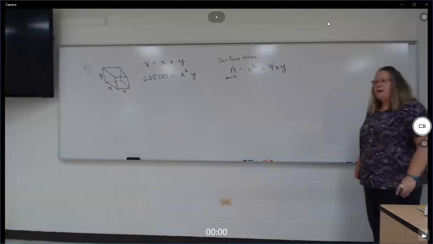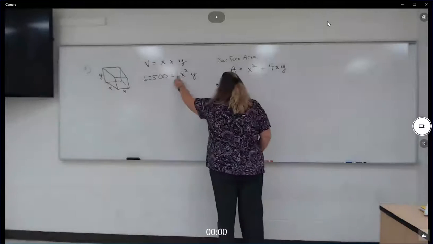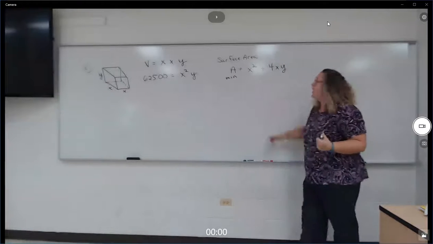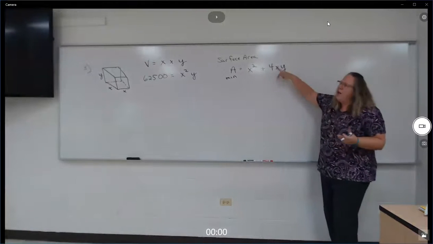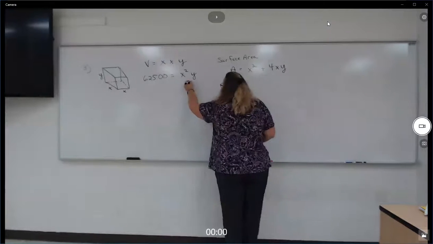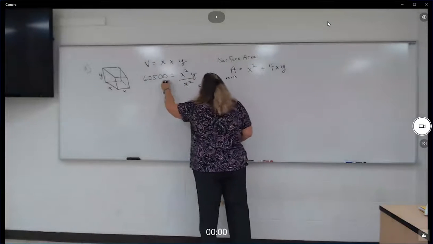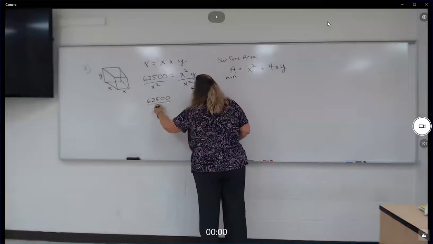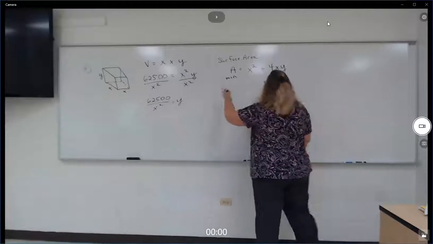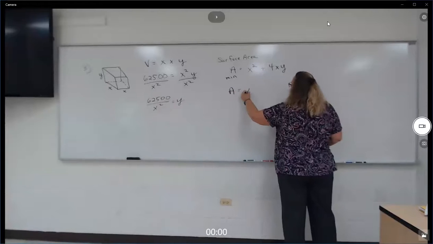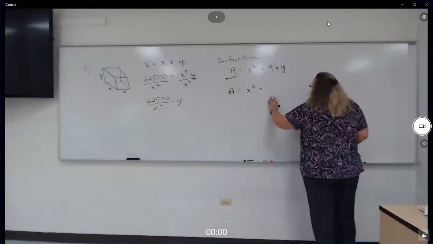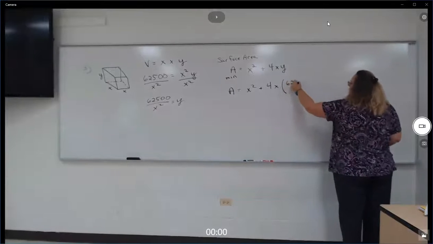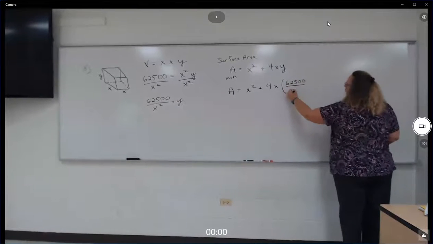Now, there's an X squared here and an X squared here. If that was the case, I'd probably solve that for X squared and get rid of that. But I also have a regular X. So I'm just going to go back to my old method, divide by X squared and solve for Y. And then plug that in. We want to minimize this area. Well, let's see, we got a 4, we got an X, and then we got the 62,500 over X squared.